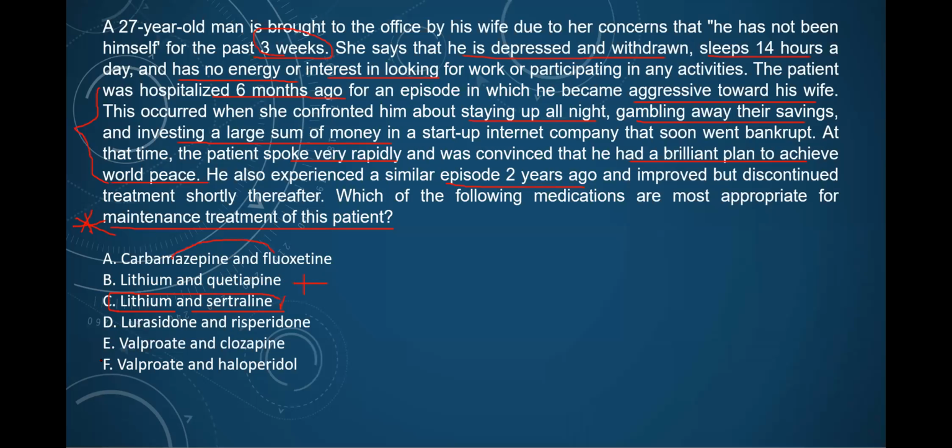Okay, and others are same. So best option to choose in here, it will be C, because lithium is the best maintenance treatment for mania, and for depression now, the best antidepressant will be sertraline.